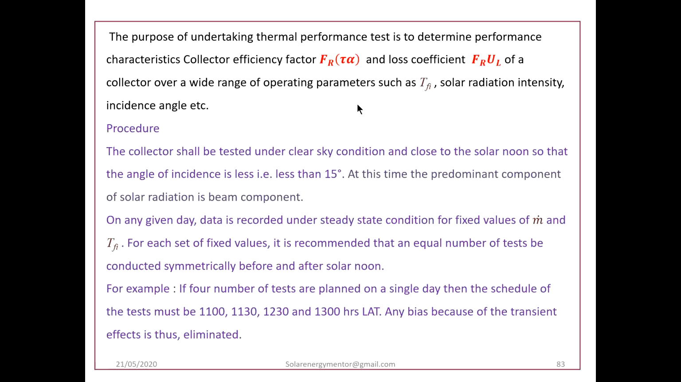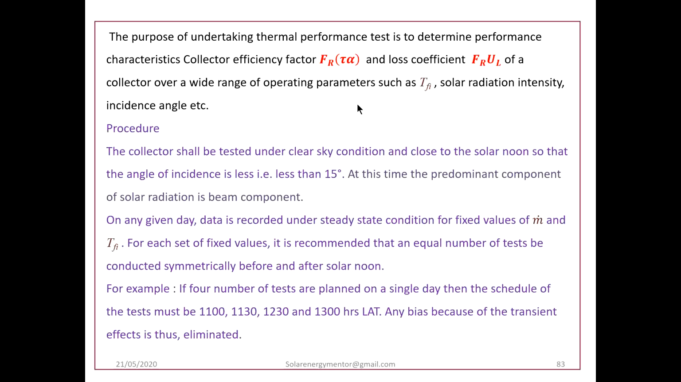The collector shall be tested. Now this procedure is prescribed by the Indian Standard. Okay, so the collector shall be tested under clear sky conditions and close to the solar noon. Why close to the solar noon? Because the angle of incidence near the solar noon is less. So the test must be conducted within the range of incidence angle of 15 degrees. So near solar noon the incidence angles are less.